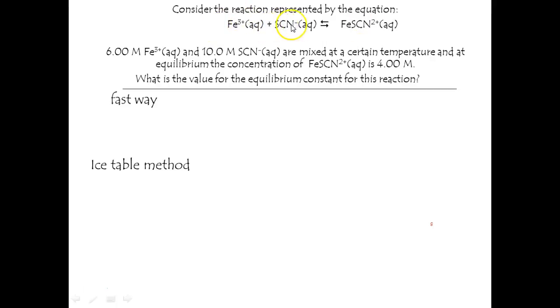Notice everything's in solution, so we could write the equilibrium constant expression. We wouldn't have to omit anything. Notice also that there's no coefficients to deal with, so we don't have any exponents. And here's the conditions that they give you. They're going to give you enough data to solve the problem. They tell you the concentration of the iron 3 plus, it's 6 molar. They tell you the concentration of the thiocyanate ion, it's 10 molar. And they tell you when you're done, the concentration of the product is 4 molar. Now, what's the value for the equilibrium constant?